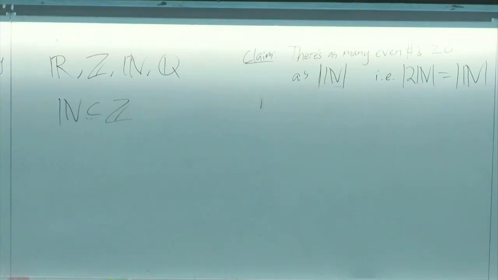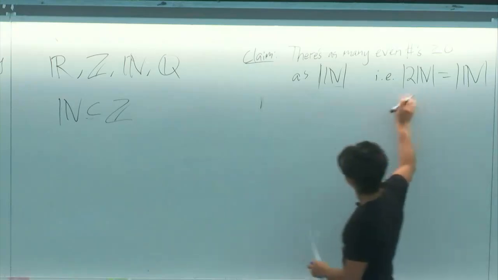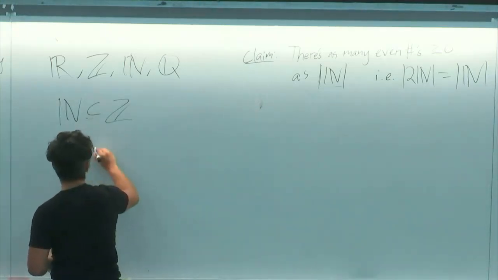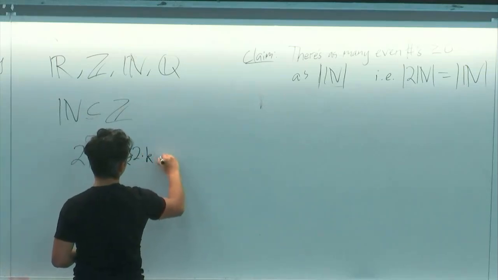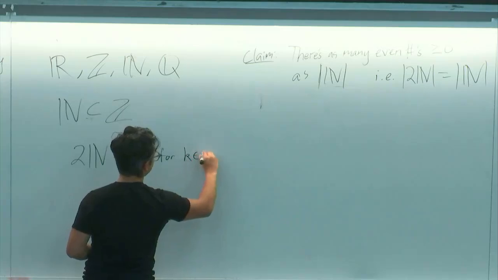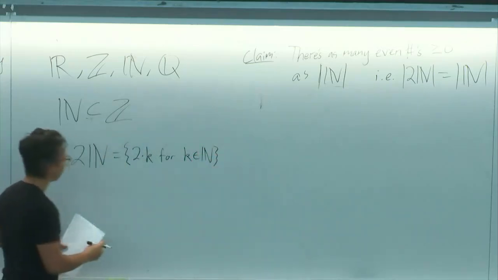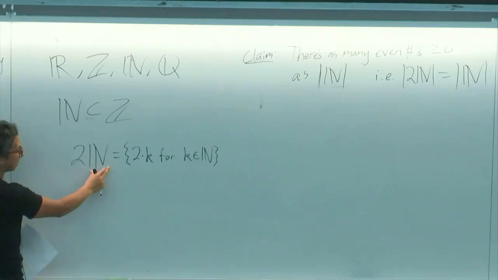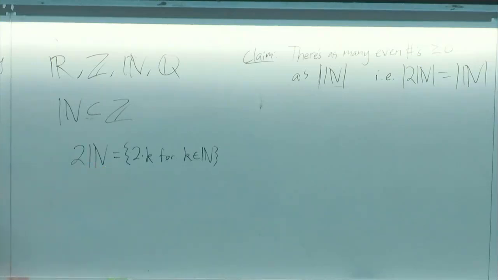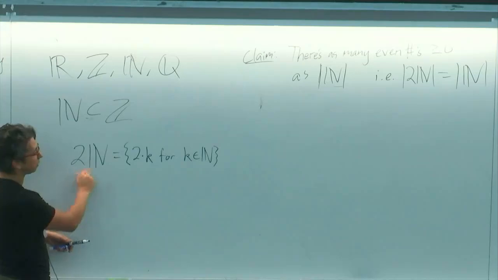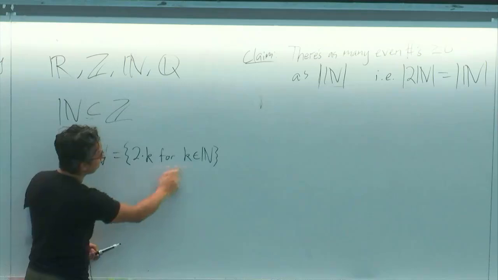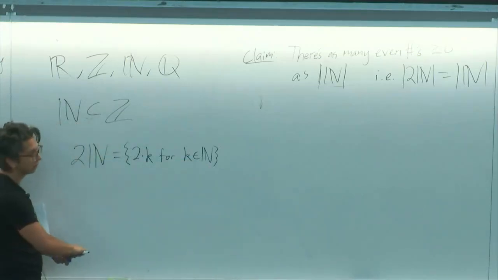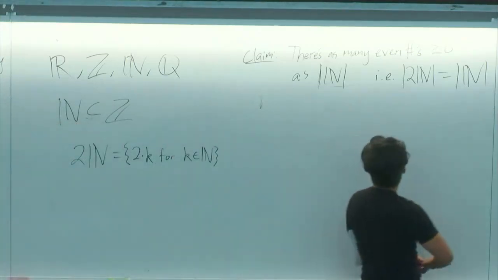This is kind of a weird, yeah. So I guess we didn't define this. 2n is going to be the set 2 times k for k in the naturals. Right? That's what 2 times the natural numbers means notationally. It just says take every natural number, multiply by 2. So this is the definition of an even number. These are going to be all the positive even numbers. Does that make sense? Great.